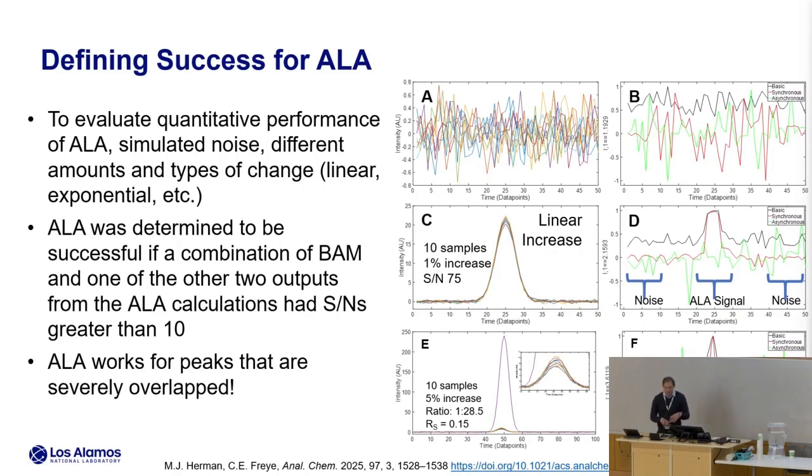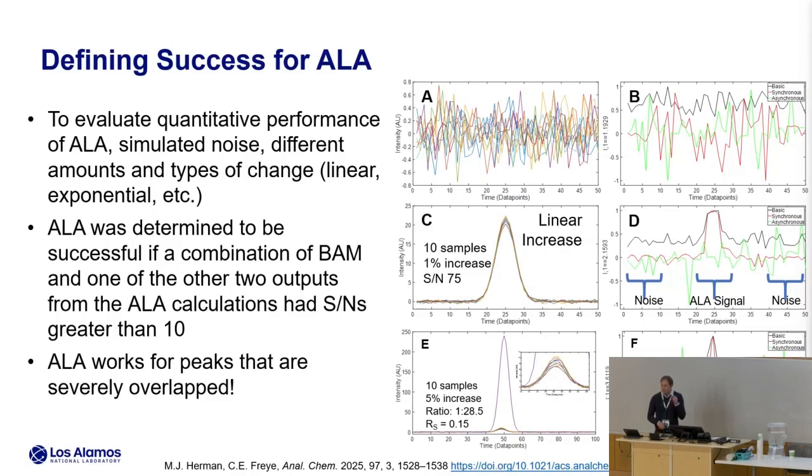We generated some fake data, and on the top there you can see I generated a bunch of noise, I calculate the BAM, SAM, and AM, you get back noise, yay, our technique kind of works, we don't find anything, which is the correct answer. And then we can do a linear increase where we take our samples and we increase our peak area only 1% every single time. And this is at initial signal noise of 75. We can calculate our BAM, SAM, and AM, and you can see a peak appears. We found something.